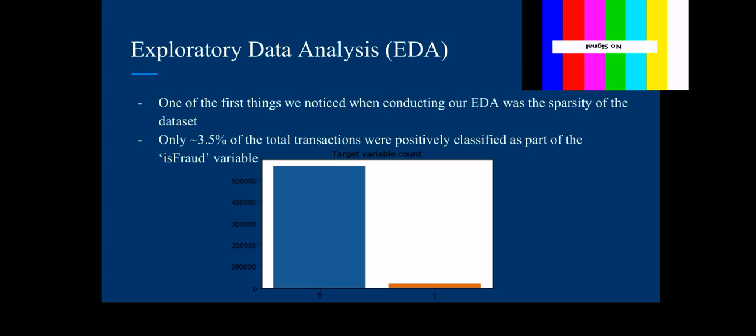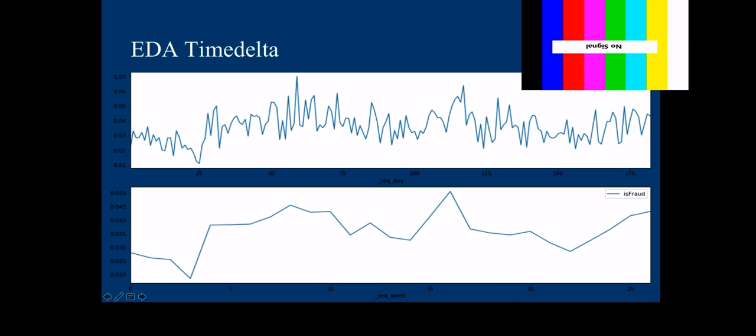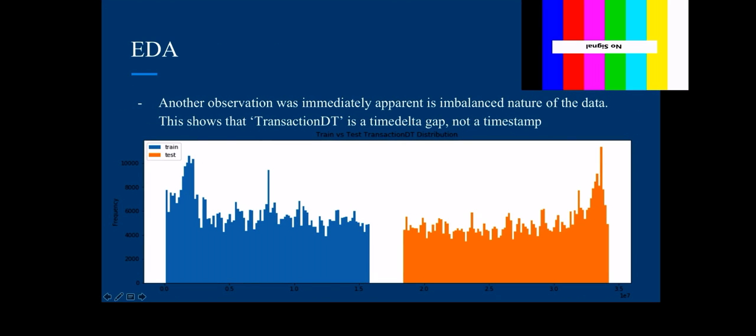For exploratory data analysis, one of the first things that we found is the data set is very, very sparse. Only a little bit below 3.5% of the total transactions were fraud, so it's either 1 or 0 for fraud or not. You can see right there that it's heavily skewed towards not being fraud, which made it a lot harder to predict. And one of the other things that we found immediately was how imbalanced the data set was. This basically shows you how imbalanced it was.